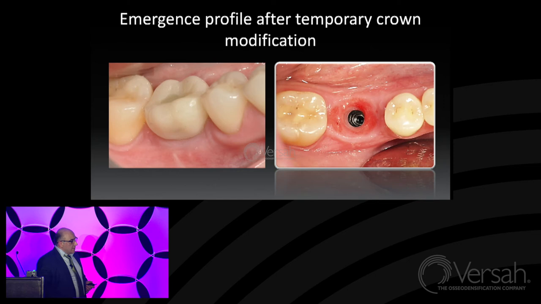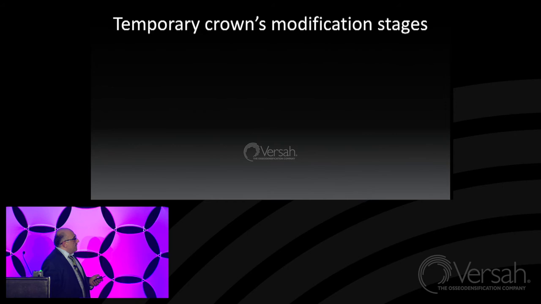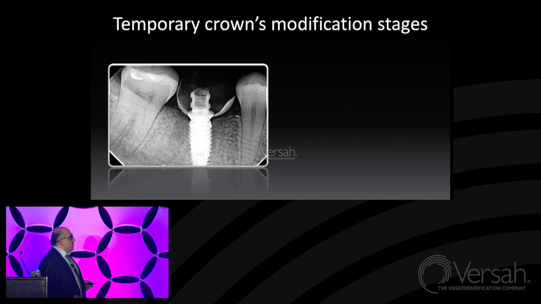We see the difference already here. We see the zone of the cervical part from vestibular side, and we see that now we are closer to the neighboring tooth, and finally we will have the crown without any black triangle between the premolar and molar. So we modify the temporary crown, adding incrementally flowable composite.